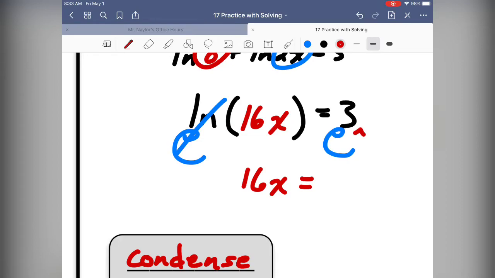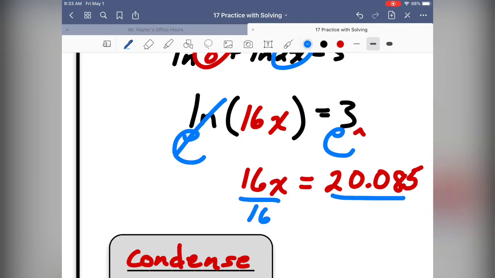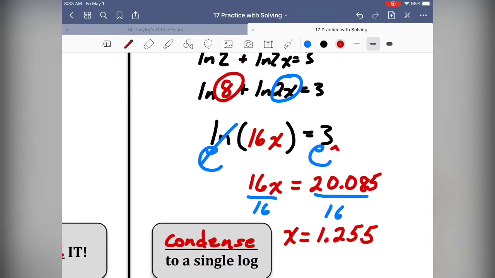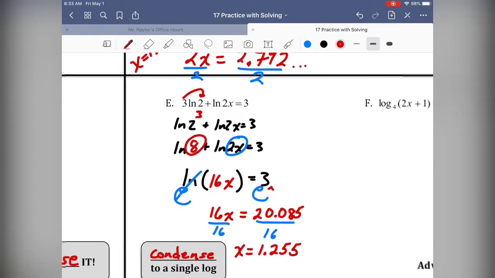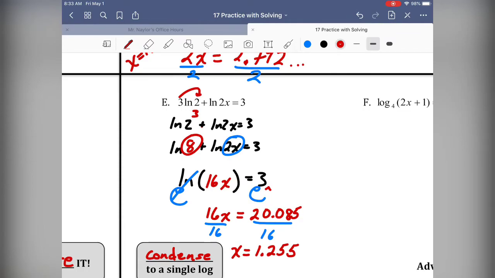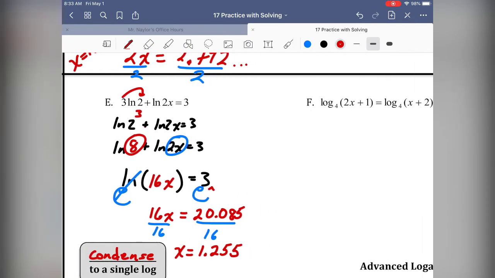Now, e to the 3rd power, that's something you want to do on your calculator. Make sure that you can find that e button and double check that you get right around 20 with some decimals. But you can leave that on your calculator because all you're going to do is divide it by 16 anyway. So your final answer ends up pretty close to about 1.255 as we try to round to 3 decimal places. Take a look at letter E again. We condensed using the properties to 1 log, and then we base both sides.